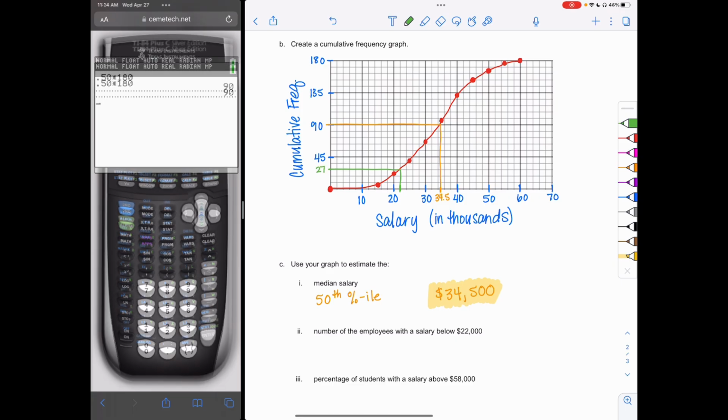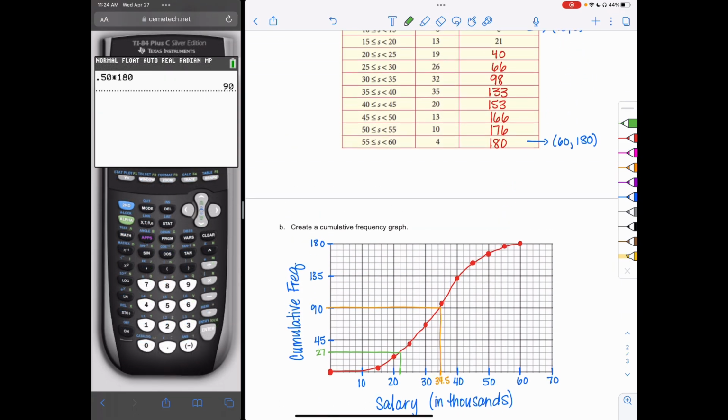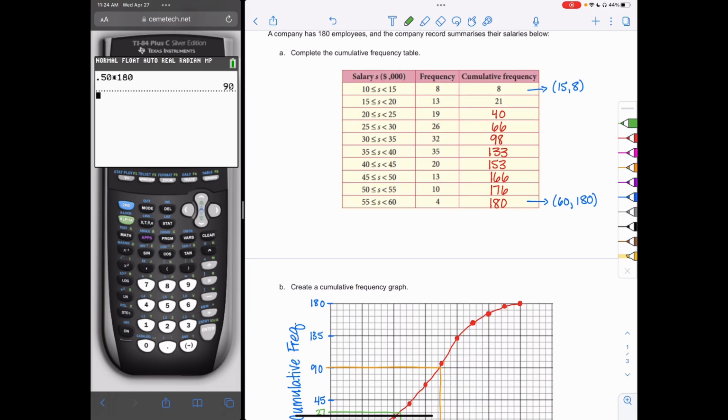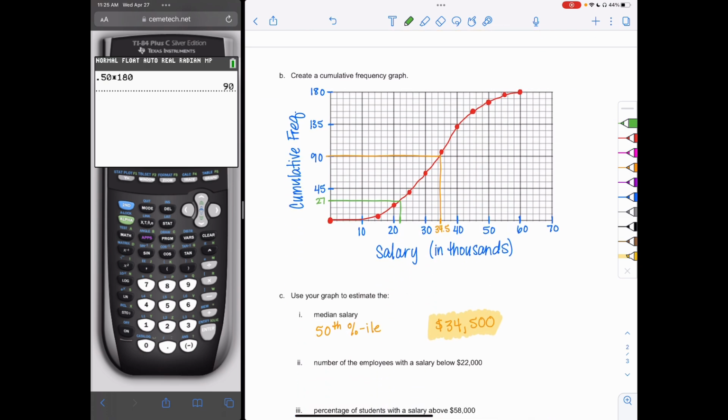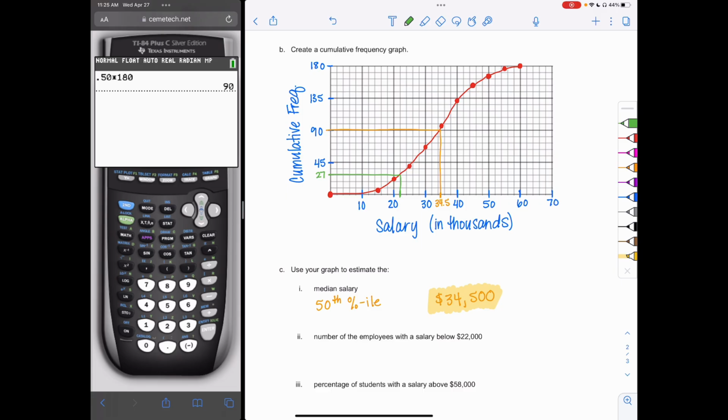So make sure that you remember, if we go back and look at the table, we see that we include the lower bounds, but we do not include the upper bounds. That's why you see that we have less than or equal to's going down the left-hand side, and then we have less than's going down the right-hand side. So when we look at the 27, I know that that point where that 27 is, that is telling me that 27 employees make less than $22,000. Because remember, we always graph the upper bound and we do not include the upper bound.